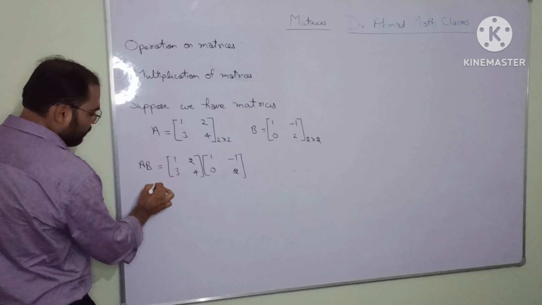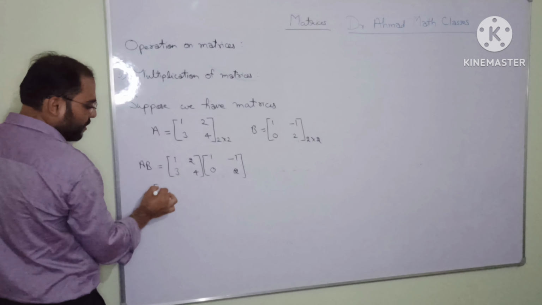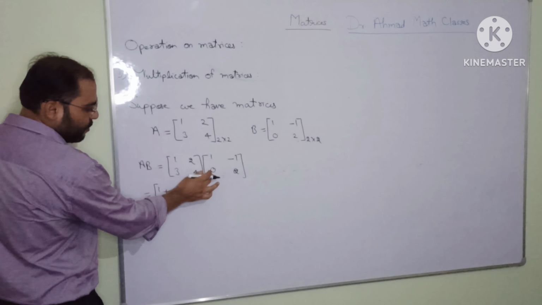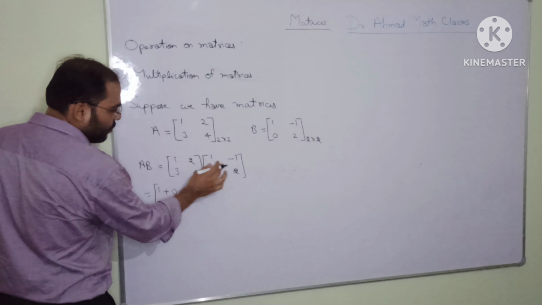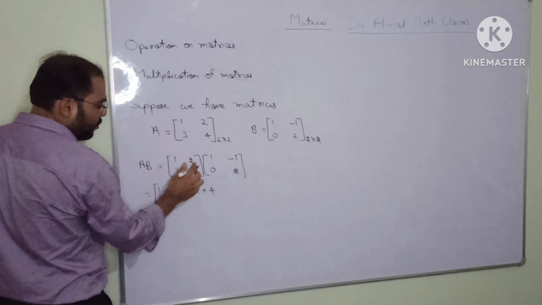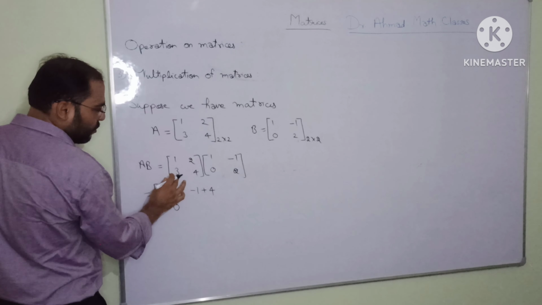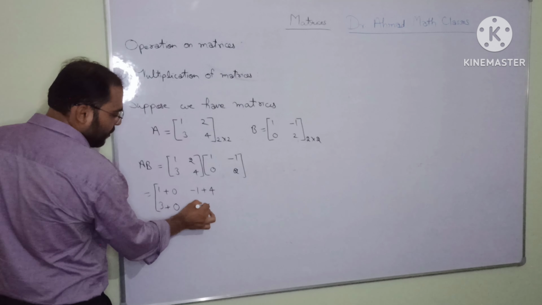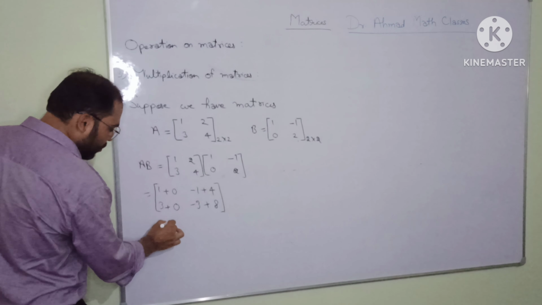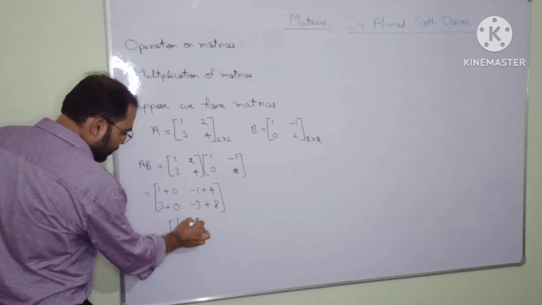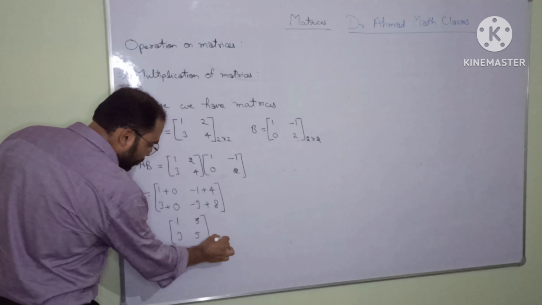What we do is, we multiply row of the first matrix to the column of the second matrix. So 1 into 1, 1, in between plus sign, 2 into 0 is 0. 1 into minus 1 is minus 1, in between plus sign, 2 into 2 is 4. Now 3 into 1 is 3, in between plus sign, 4 into 0 is 0. Now 3 into minus 1 is minus 3, in between plus sign, 4 into 2 is 8. So the resultant matrix is equal to 1, 4 minus 1 is 3, 3 and 5. The order of this matrix is 2 by 2.